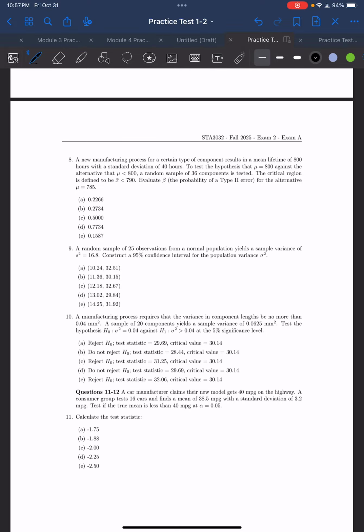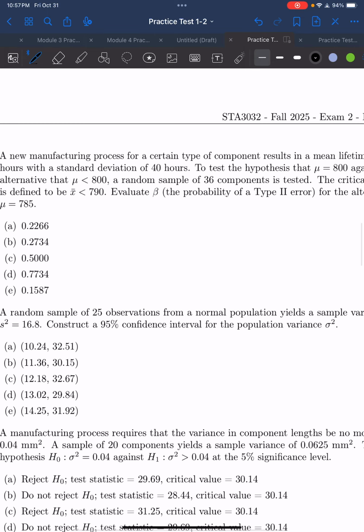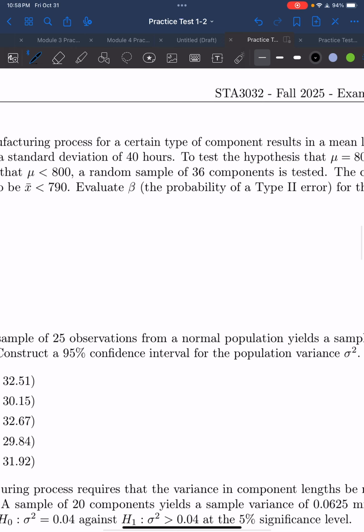and we want to evaluate the probability of our type 2 error for mu equals 785. And so the first thing we want to do, since we're trying to calculate our type 2 error for estimating our mean, is we want to calculate our z-score.